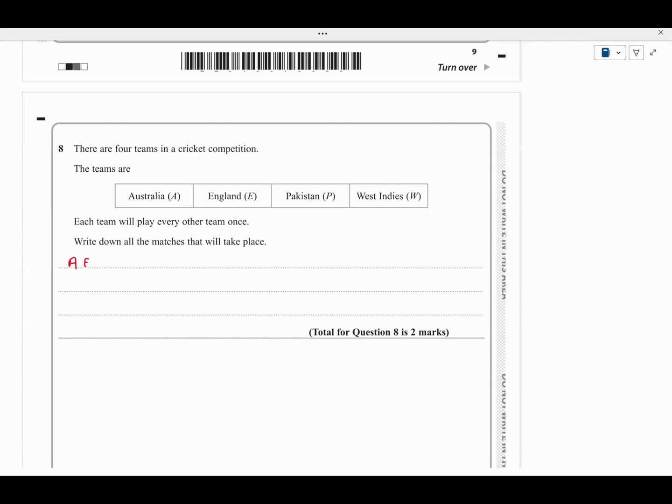Australia will play England, Australia will play Pakistan, Australia will play West Indies. England would play Australia, but we've already done that. So England will play Pakistan, England will play West Indies. Pakistan has already done England and Australia, so Pakistan will play West Indies. And then that is all of them because West Indies has played everyone already.